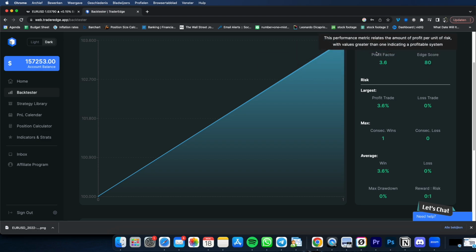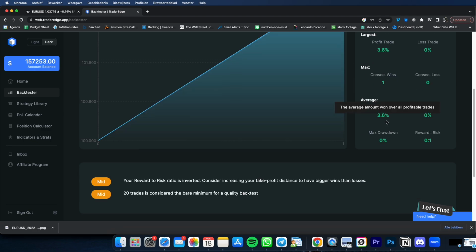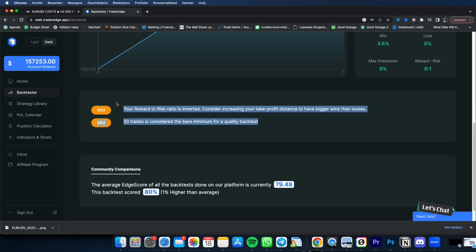It will also grade the efficiency of your backtesting with an edge score. It will also give you a profit factor. Right here you can see your largest winning trades and losing trades and your averages. And it will also give you some tips along the way. Okay, let's go to the next trade. Bam, right here, we are the next day. It is 8 o'clock in the morning, pre-London session.